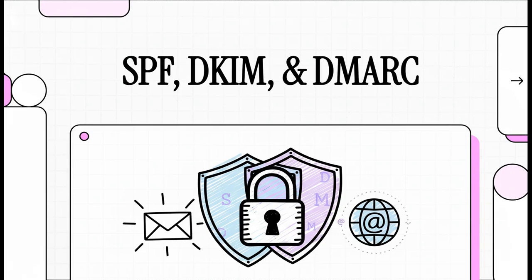All right, today we're going to build the shield that protects your most important online asset, your email domain. We're going to break down 3 little acronyms, SPF, DKIM, and DMARC, that can literally save your business from some incredibly costly attacks. Let's dive in.